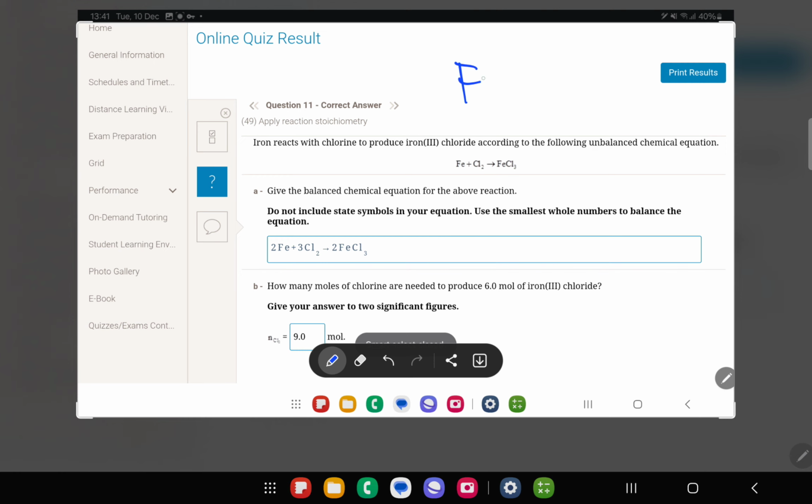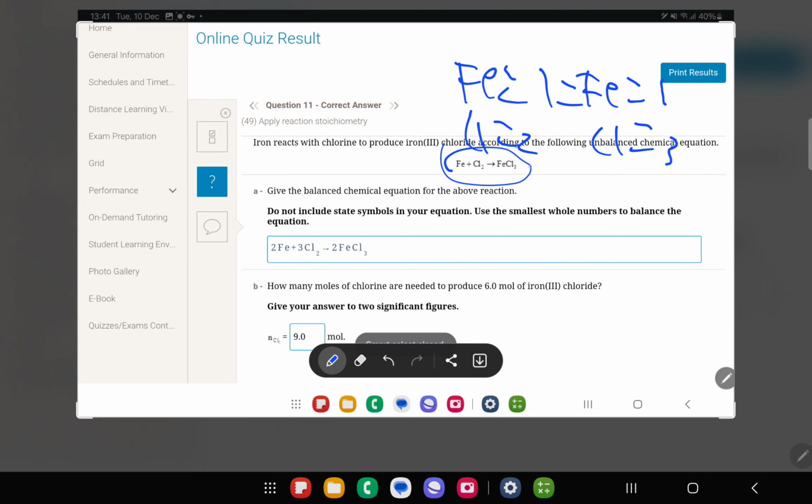Okay. So for this one, we have to balance again. So we'll do Fe equals, since we're already given the equation, we can just apply it straight away. Fe here, Cl here, Cl here. Fe will be 1 here and Fe will be 1 here, so they're balanced. And Cl will be 2 and Cl will be 3. It's just simple, we can just multiply by 3 here, multiply by 2.